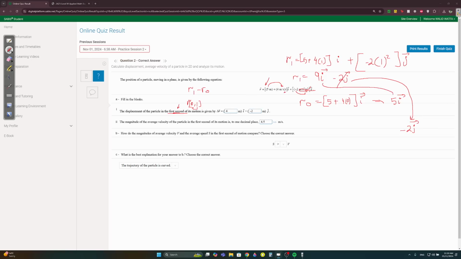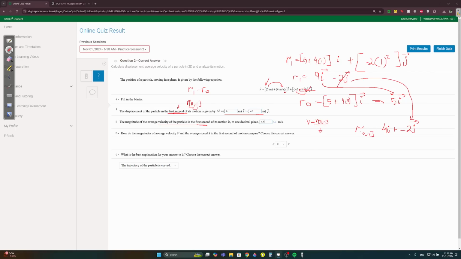Now let's subtract the i components. 9i minus 5i is going to be 4i. So you're going to get 4i plus minus 2j. The magnitude of the average velocity in the first second. Average velocity, they want the magnitude. So basically they want us to find the vector of the velocity and then find its magnitude. This is the displacement, and they want the first second. So the velocity in the first second would be the displacement in the first second divided by the time, right?